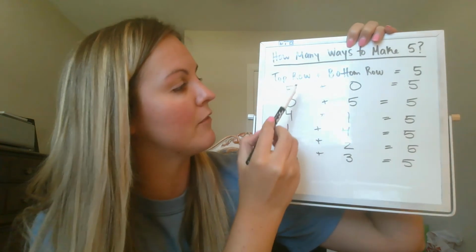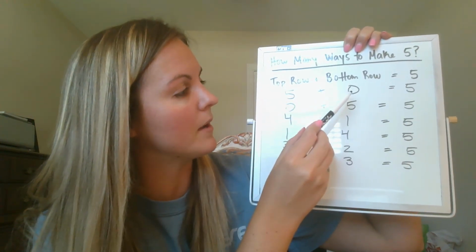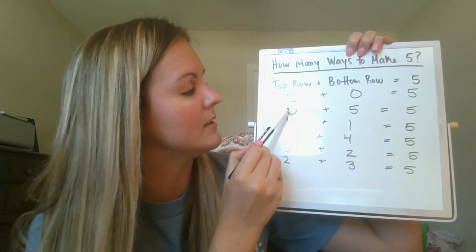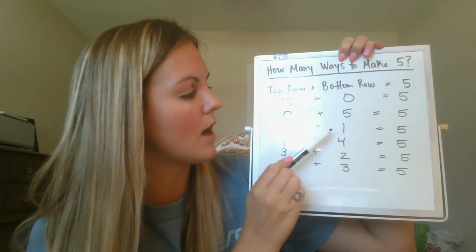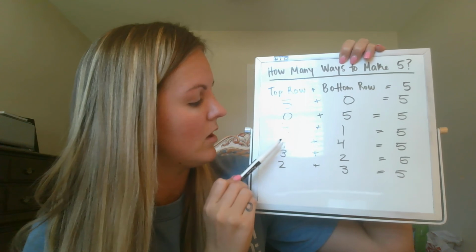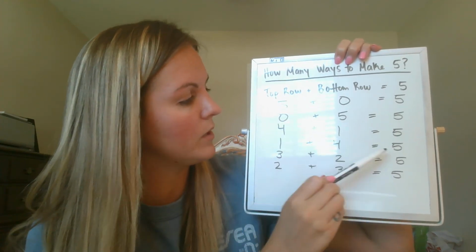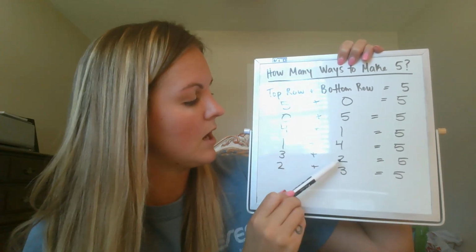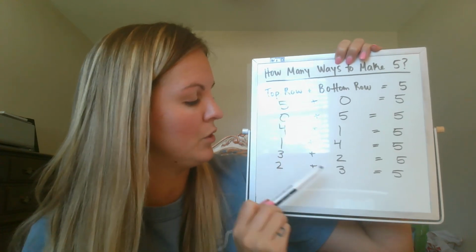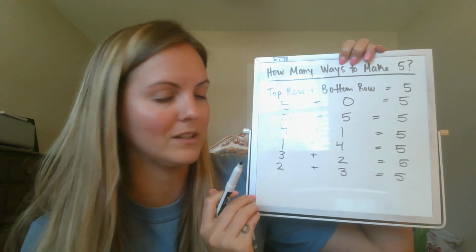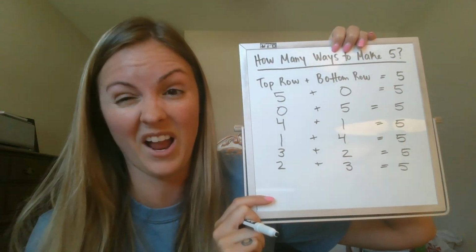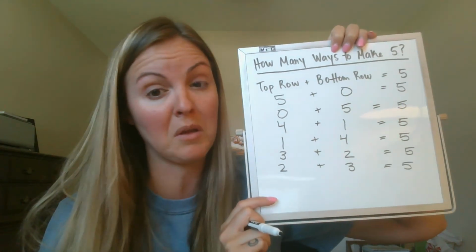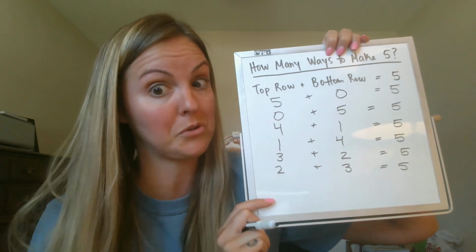Yep, so we have 5 on top, 0 on bottom would give us 5. 0 on top, 5 on bottom would give us 5. 4 on top, 1 on bottom would give us 5. 1 on top, 4 on bottom would give us 5. 3 on top, 2 on bottom would give us 5, and 2 on top, 3 on bottom would give us 5. Okay, so look at all those different ways that we can show 5 on our number rack, and that's just with 5. That's kind of a small number. Think about what we could do for much bigger numbers.